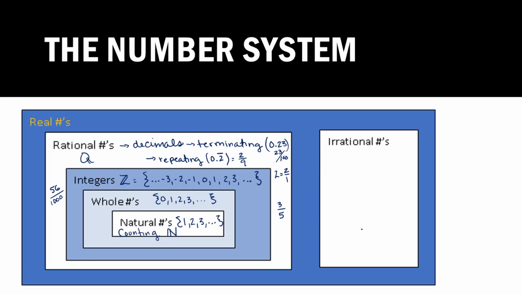Now notice the irrationals box over here is not connected to the rest of them. The natural numbers are whole numbers. That's why they're inside it. The whole numbers are integers. The integers are rational numbers, and the rational numbers are real. The irrational numbers are real numbers, but they are not any of these other 4 things. So these are decimals that do not terminate, nor do they repeat.